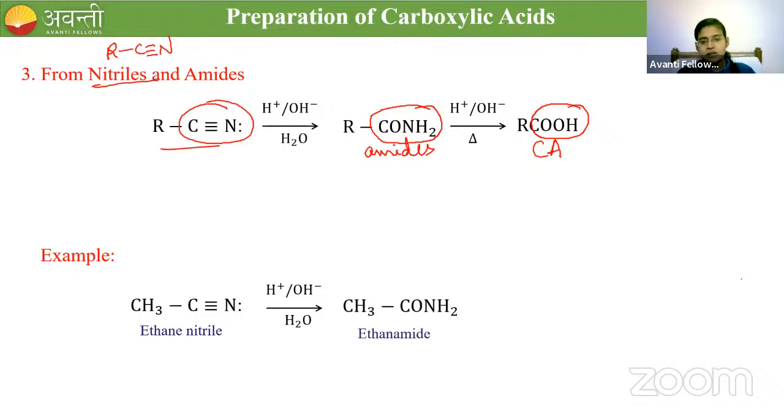Ethanamide on treatment with H plus and OH minus will give ethanoic acid. Very good, Aishwarya. It is CH3COOH. You have added one extra H, it is by mistake only. No problem, I was just kidding. So in ethane nitrile, CN is getting converted to CONH2 and CONH2 is getting converted to COOH. This is what you have to keep in mind. This is the third method of preparation.